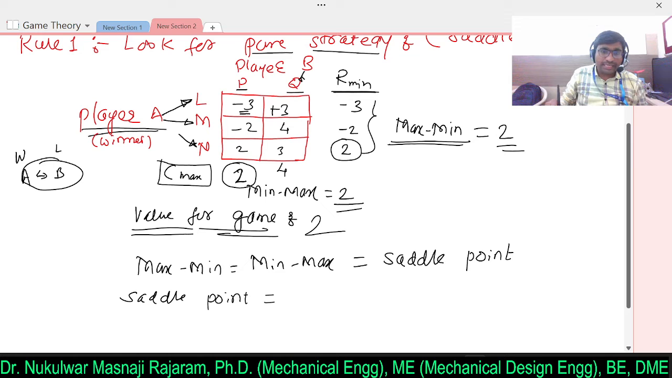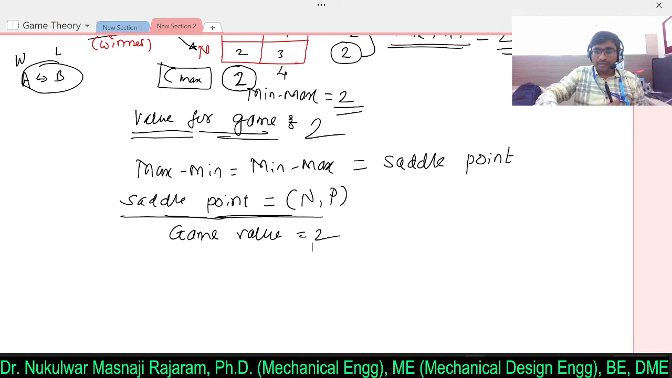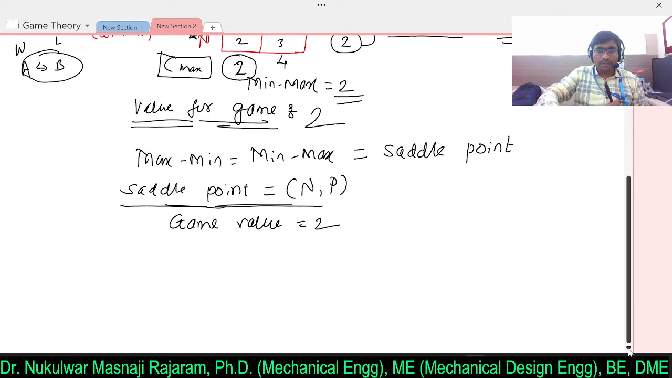So if we want to evaluate the saddle point, in that case this particular player A must play the strategy N and player B must play the strategy P. So this is nothing but the saddle point. And if I consider the game value, then it is equal to 2. Clear? I hope you understand the concept of saddle point.